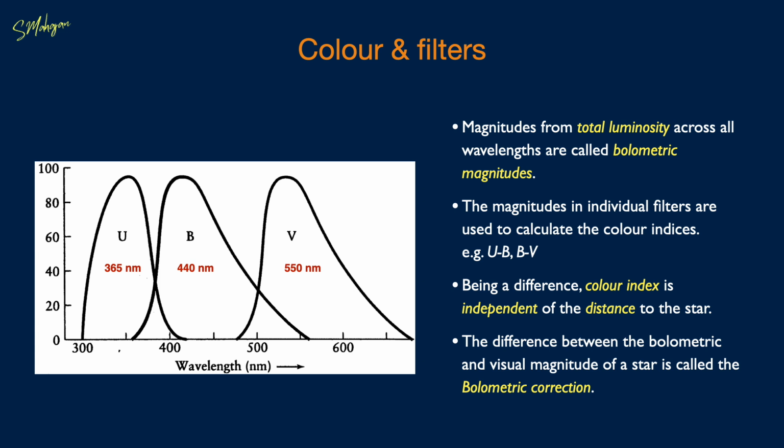The difference in magnitudes of two distinct filters is called the color index of the star. Remember that smaller stellar magnitudes correspond to brighter stars. Therefore, a star with smaller B minus V is bluer than a star with larger B minus V, and so on. The difference between the bolometric and visual magnitude of a star is called the bolometric correction.